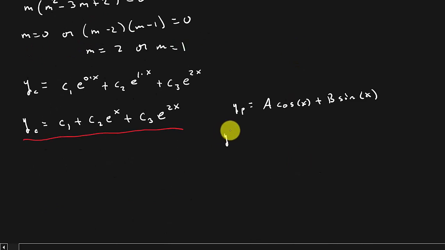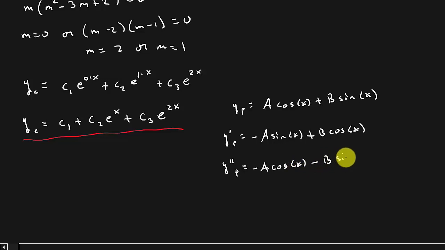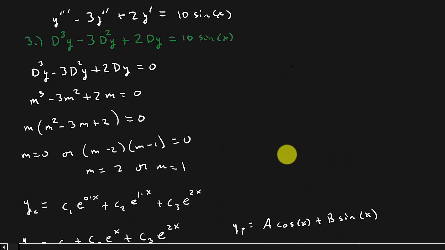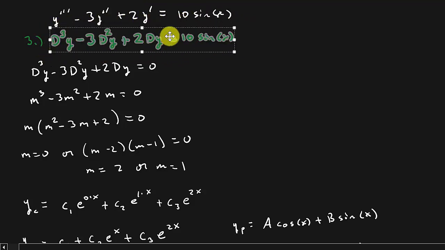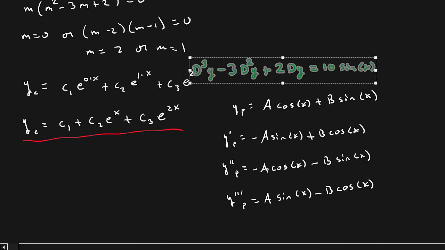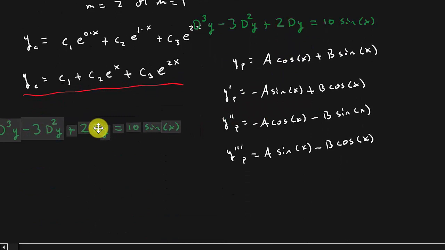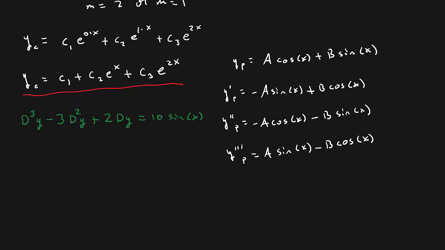So I've got y prime p is equal to negative a sine x plus b cosine x. Y double prime p, that's going to be negative a cosine x minus b sine x. And y triple prime is going to be a sine x minus b cosine x. So I just took the derivatives. And now we got to plug all of that into this thing. Let's just drag this on down, right here. I'm just doing that so I can see what I'm plugging in.